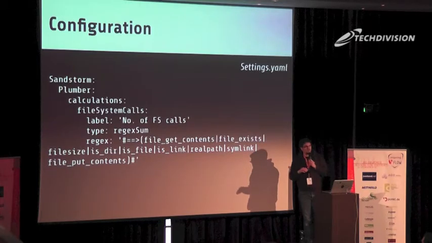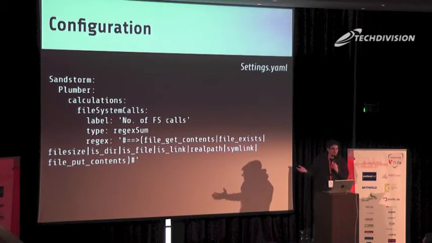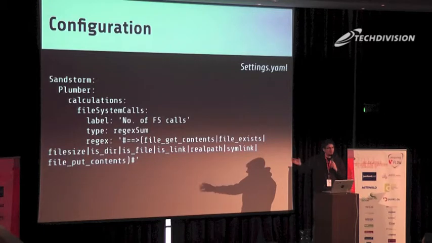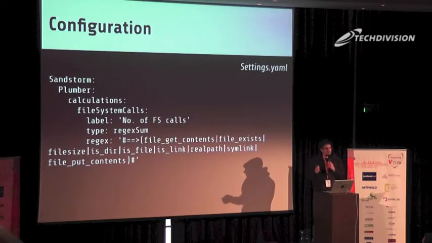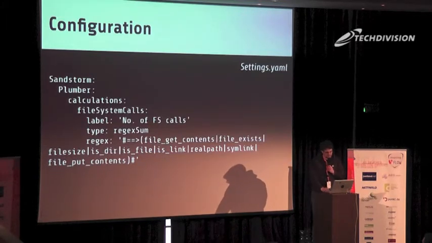we wanted to see how many file exists calls and file open calls we actually do during a script run. So I created this calculation rule for Plumber, which has a label and a type, and then a regular expression working on the profiling data that XHProf collects, and then in the UI you get a column saying number of file system calls, and you can just hover over it and you see the top 10 or top 5 method calls out of that metrics group that are actually recorded.